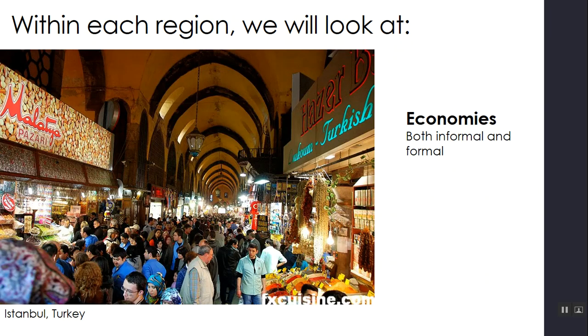We're going to look at economics or economies, both informal and formal. This is a spice market in Istanbul, Turkey, which I was able to visit. Not my picture, as you can tell by the fxcuisine.com on the bottom, but I have been to this market. Formal economies are the things that you normally think of: you get paid, you pay taxes, you go to a store, you pay with money. Informal economies happen all around the world, including in the US. These include things that happen outside of that formal economy, such as bartering and exchange.